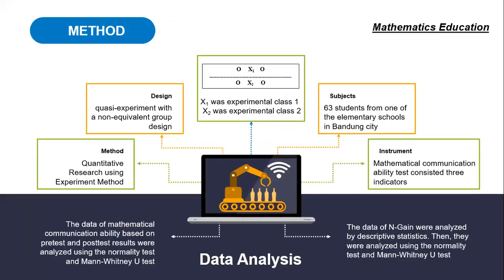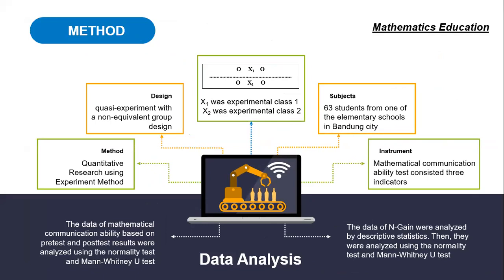Next, about the methodology. This research used quantitative research using experiment method, and the design used quasi-experiment with non-equivalent group design. We can see from the pictures, there are two classes. For the first, experimental class 1, students learn using project-based learning using mind map technique. And the second one is experimental class 2, that students learn using project-based learning without mind map technique.